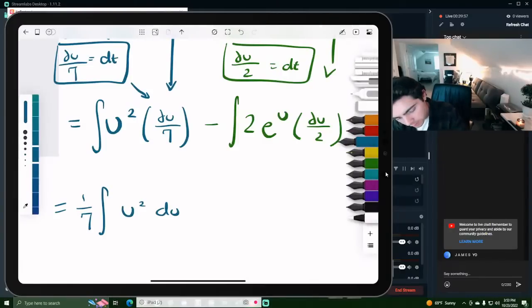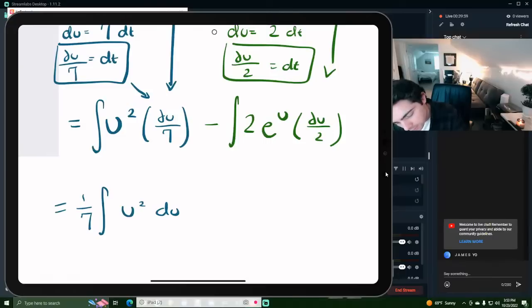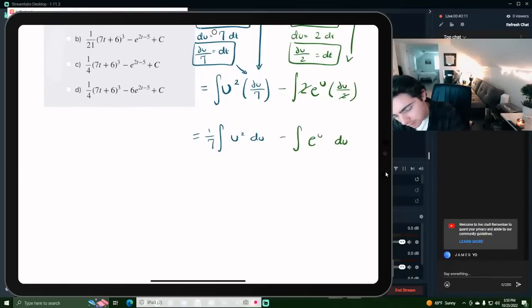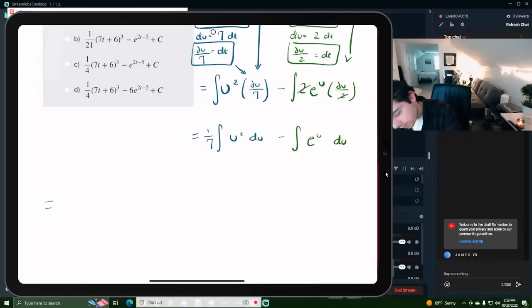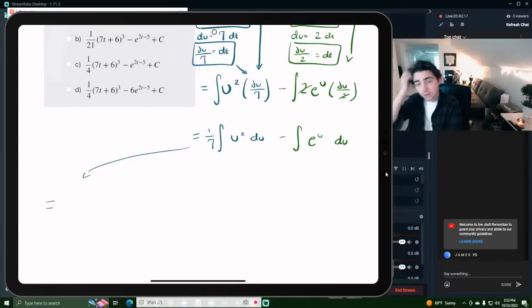Now we go back to green. We'll call this, so what happens? 2/2, those cancel. So I'll just cross them out. And so what we're left with is just the integral of e to the u, du. All right, not too bad. Now we take the antiderivative of each of these. So carrying it all the way over here, we have 1/7, and then the antiderivative of u squared.